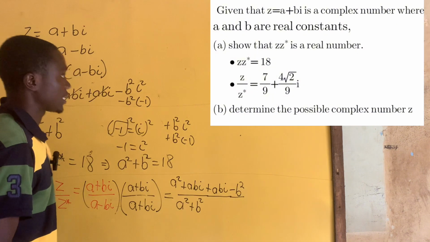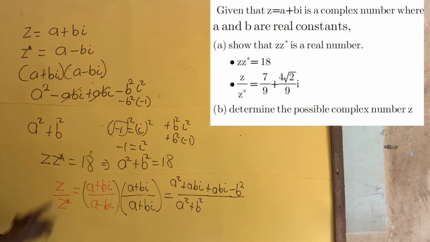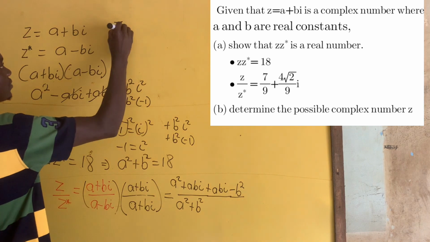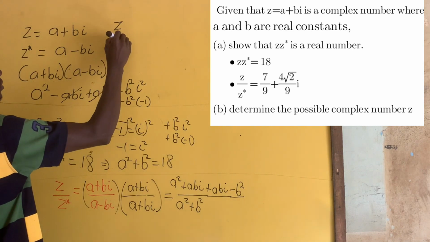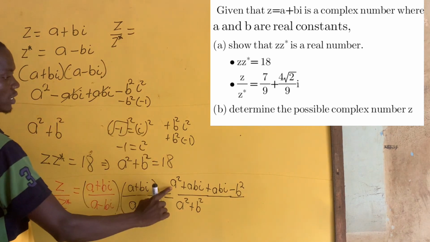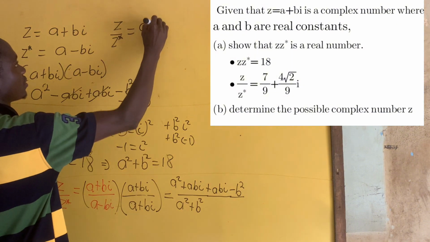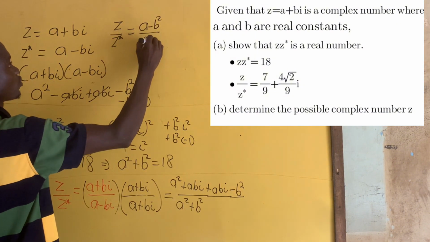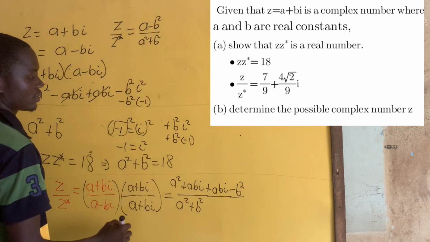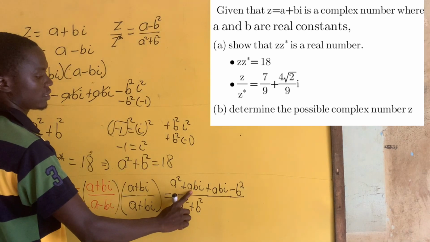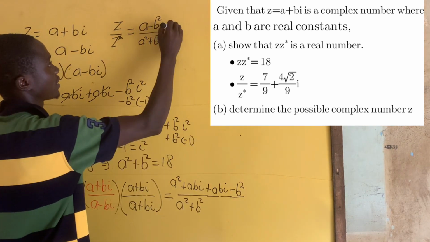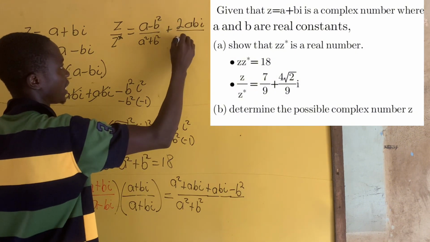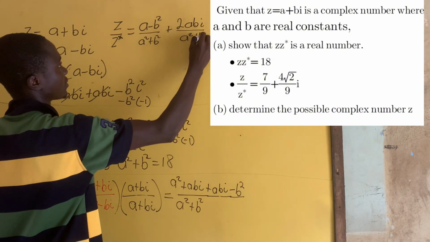Let's write it at the top. So we have z over z star to be equal to a squared minus b squared divided by a squared plus b squared. Then we have abi plus abi gives us plus 2abi divided by a squared plus b squared.